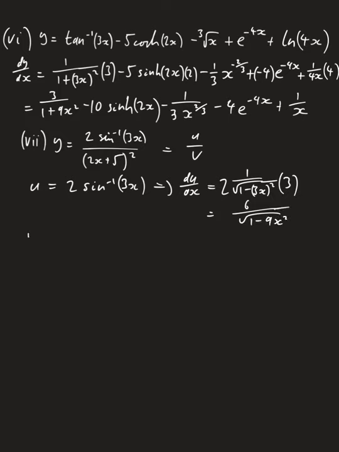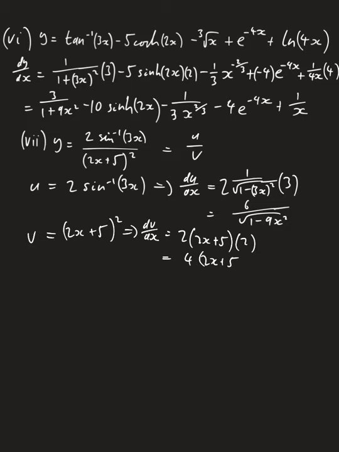Then v is equal to 2x plus 5 squared. So that implies that dv dx, again a chain rule, we differentiate with respect to what's in the brackets. So we get 2 times that, and then times the derivative of what's in the brackets is 2, which is 4 times 2x plus 5. And I won't multiply that out yet because I know I'm going to be able to divide by 2x plus 5 later. So on we go.